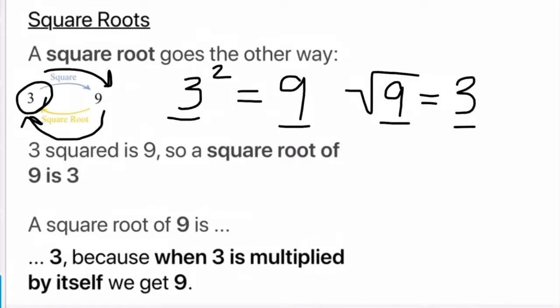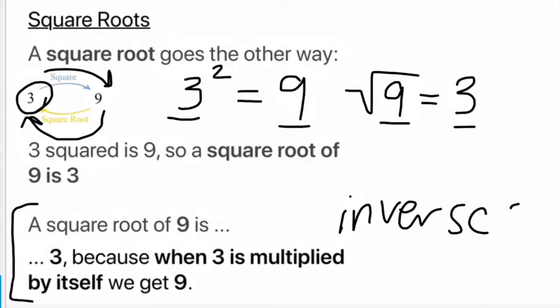A square root of 9 is 3 because when 3 is multiplied by itself, we get 9. So this is the understanding that they are inverses of each other. And we know that also you have multiplying and dividing, those are inverses of each other. Adding and subtracting, those are inverses of each other. So these are words that we've heard before.